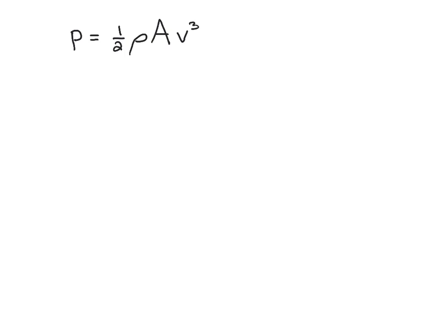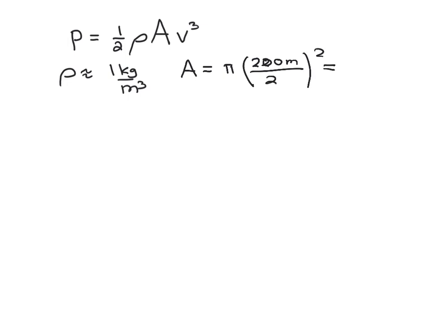And I'm just going to do a rough calculation here. The density of air, very roughly, is about 1 kilogram per cubic meter. And the cross-sectional area of the rotor is pi times the diameter, which we'll call, let's make it even, 200 meters divided by 2, squared. So that's pi times 200 divided by 2 is 100. So let's just call this roughly pi is about 3, and 100 squared is about 10 to the 4th meters squared.